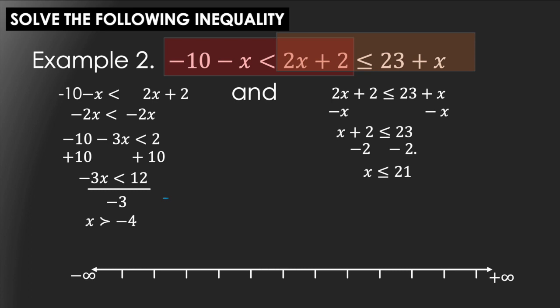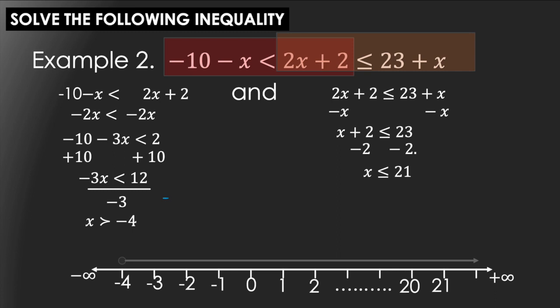So the final solution to this inequality is going to be all the values of x which are greater than negative 4 and less than or equal to 21 simultaneously. Let's graph this on a number line. First, let's graph x greater than negative 4. Since negative 4 is not included, we use an open circle to mark the point. Then shade all the area which shows greater than negative 4, which is basically all numbers greater than negative 4 till positive infinity.